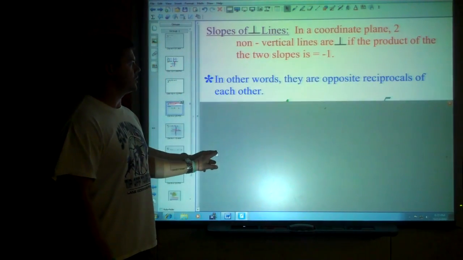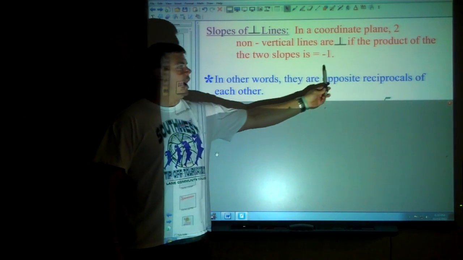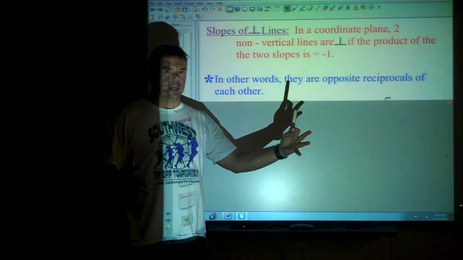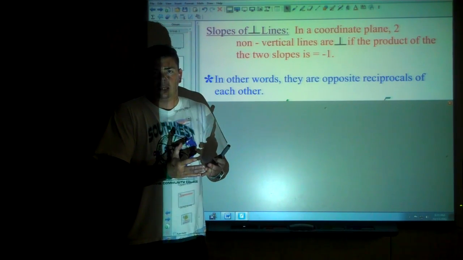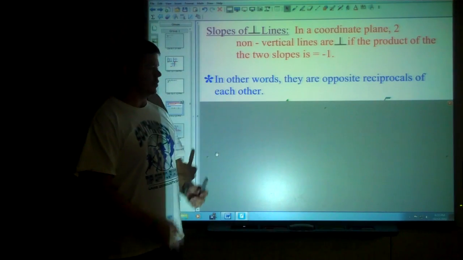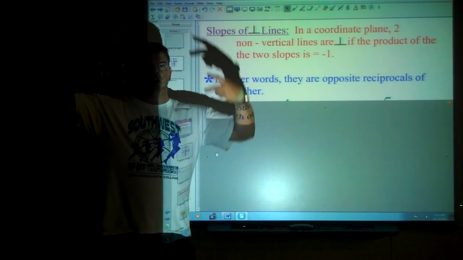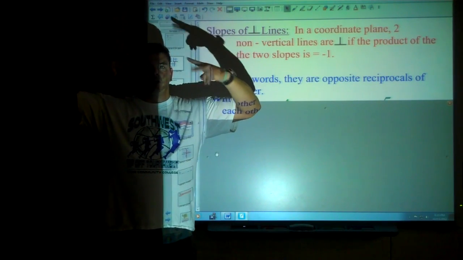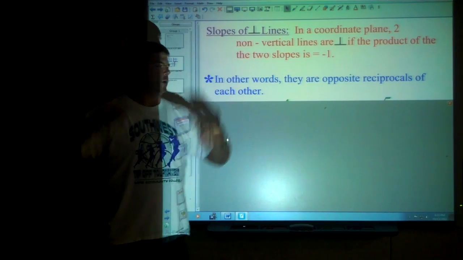Another way of looking at this, in other words, they are opposites, so one's positive and one is negative, because otherwise they wouldn't multiply together to make a negative answer, reciprocals of each other. So one is this fraction, the other one's going to be flipped. They're always reciprocals of each other, and one is positive and one is negative.